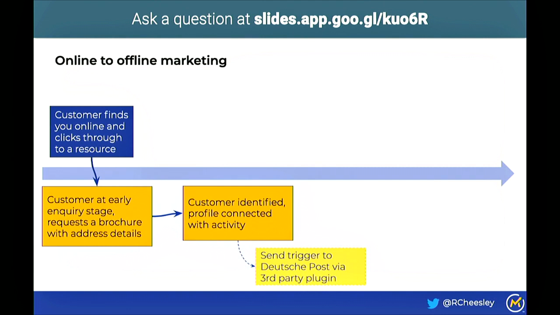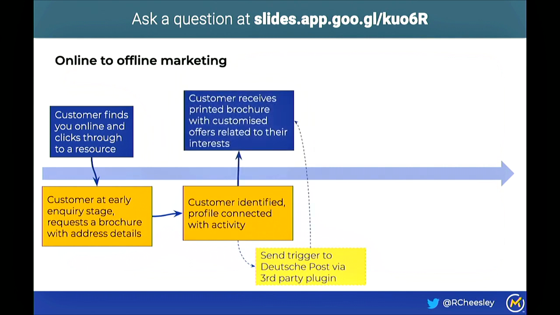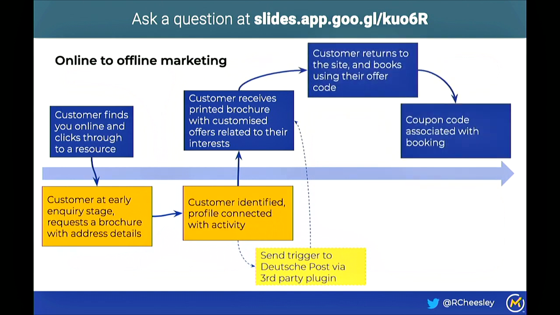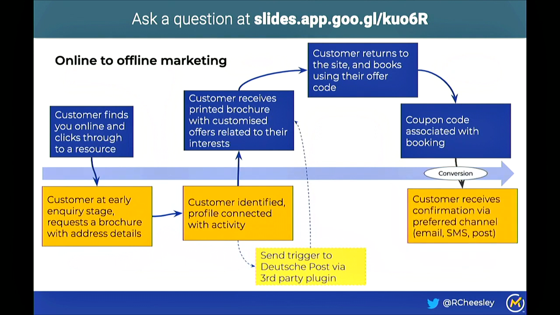So the digital is going out into the offline world and sending a print brochure automatically with a special code. That special code tells you that the inquiry came from an offline brochure. You could even personalize it to that brochure if they give it to their friends and say, use this code. And then they come back to the site, they book, they use their offer code. The coupon code is associated so you can track the return on investment of sending that brochure out to them. And then they receive a confirmation, maybe through email, maybe through text message, maybe even through post. So you could then send that all back through the postal system.